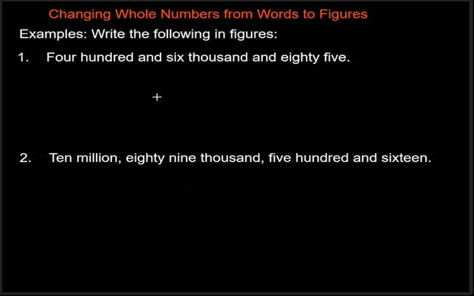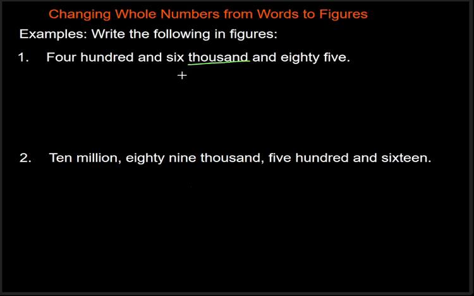Okay, let's see. So what do we do here? Number one, write in figures 406,085. So what do we have there? Now we must take note of the families that we have. I usually advise it is best we underline the families. Underline the families we have.